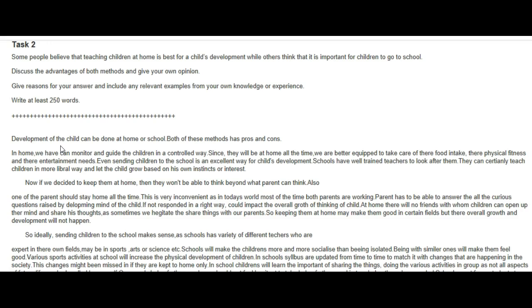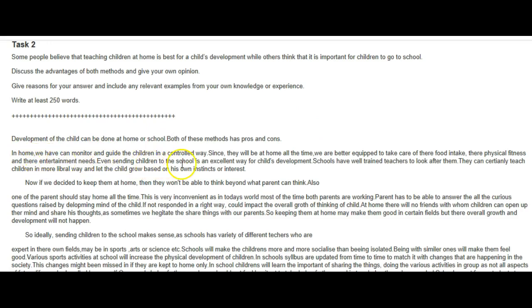Then the grammar has a lot of errors throughout. So we have: at home we can monitor and guide children in a controlled way. Since, no comma, they will be at home all the time, we are better equipped to take care of their food intake. This is the wrong there. Careful with your spelling. Their physical fitness and their entertainment needs. Again, all of these theirs are spelled incorrectly.